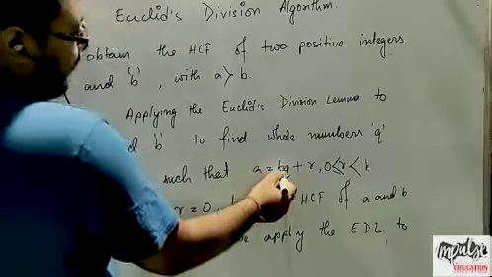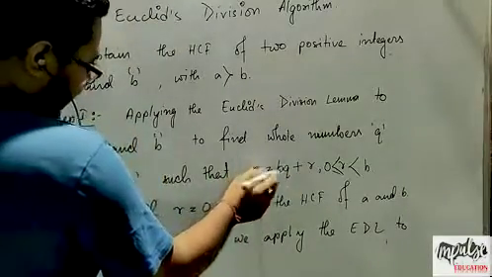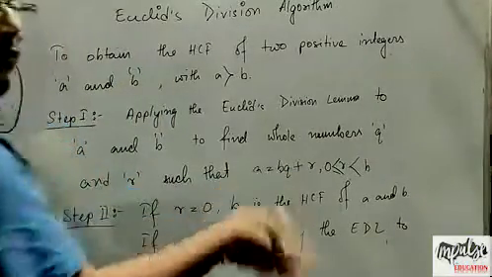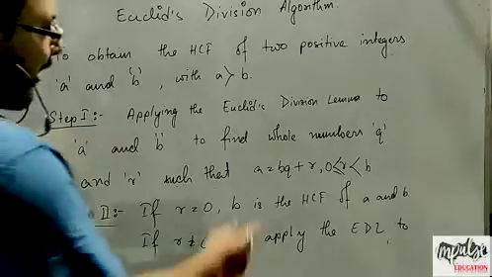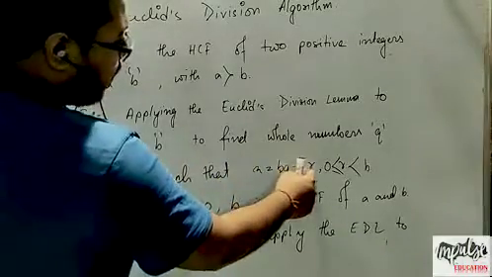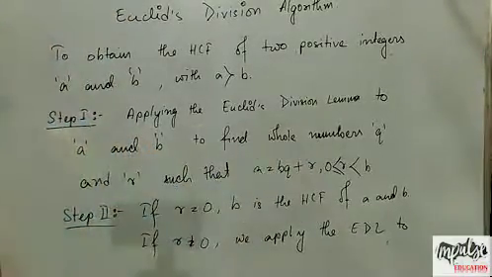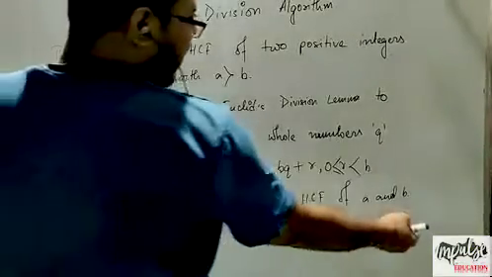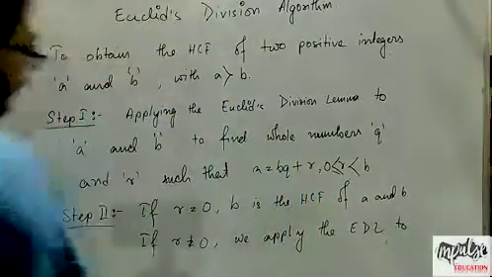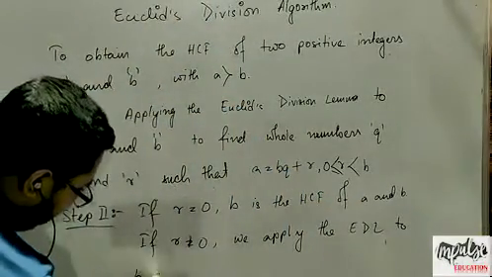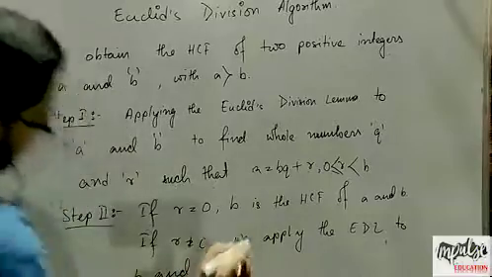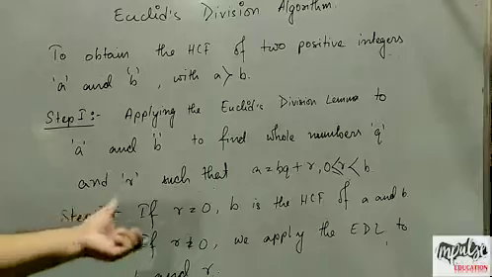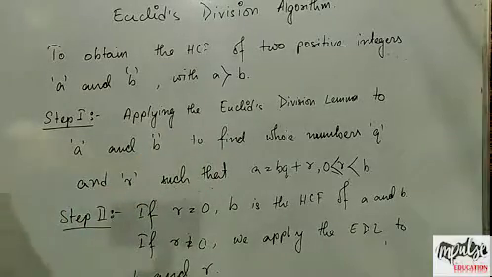But if R is not equal to 0, then what you have to do is shift this B to the position of A. That means now we will be dividing B, that means B will be the dividend now, and it will be divided by the remainder that we got. Is that clear? That means if R is not equal to 0, we apply the EDL, the Euclid's division lemma, to B and R. Is it clear? It will be very easy. We will be using some examples to solve this. You don't need to worry about that.